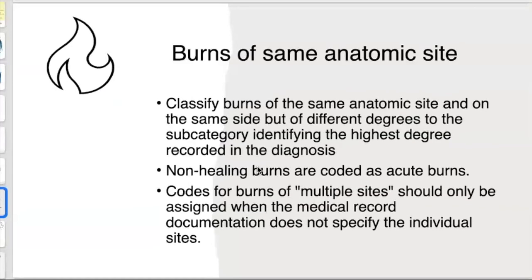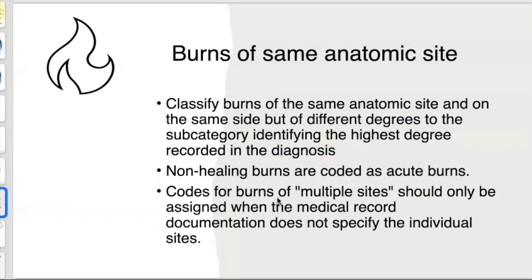Okay, let's continue. Non-healing burns are coded as acute burns. There are those types of burns that are really stubborn, guys. They don't heal fast, or they don't heal. They kind of stay there chronically, but it says here non-healing burns are coded as acute burns. So you have to assign the code for acute burns.